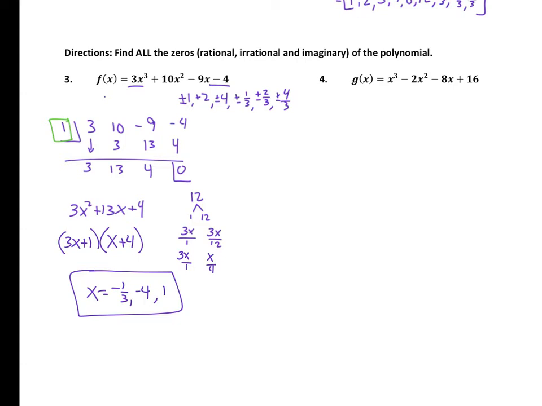We're going to do the same over on the next one. So now we're looking at the factors of 16 divided by the factors of 1, plus or minus 1, plus or minus 2, plus or minus 4, plus or minus 8, plus or minus 16. So we're going to try our numbers again. Like I said, try 1, -1, 2, and -2. Usually one of those will work. If you try all those out, you end up seeing that 2 is going to work, so we're going to do that one here.